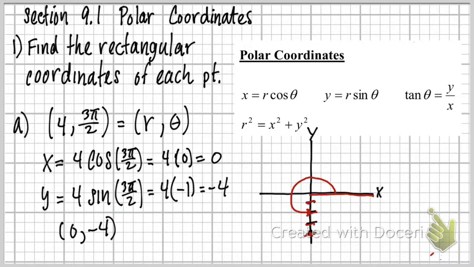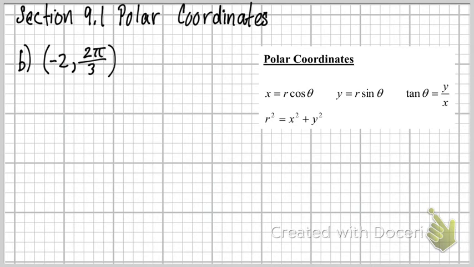So essentially, keep in mind what we're doing here. We're just converting from polar to rectangular, but the point is always going to stay in the same place. The only thing that changes is the way I graph it, not the actual graph itself. So let's try one more. So here's another one, (-2, 2π/3).